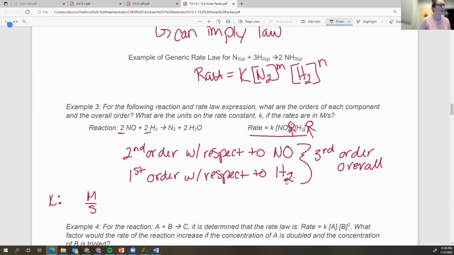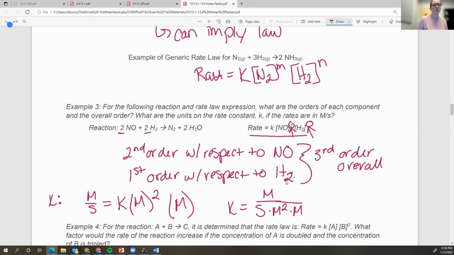So rate is molarity per second equals, I'm trying to find the units of K, so that's my unknown, times NO, or brackets mean molarity, so that would be molarity of that squared. H2's concentration would also be in molarity, and that's to the first power. So if I solved for K, it would be molarity over seconds times molarity squared times molarity, which is really molarity cubed. And let's see, one of those molarities would cancel out. So the unit is actually 1 over seconds times molarity squared. These are the units on K. And that's actually going to be true for any third order reaction. So once you know what the K units are, you can just pull them in. You don't have to solve for them each time.